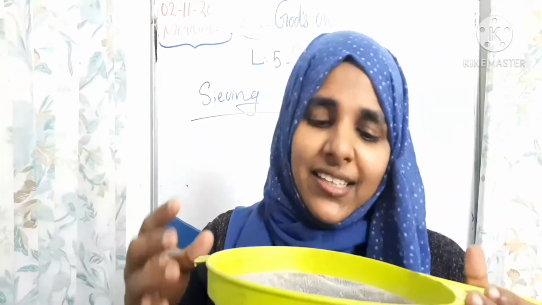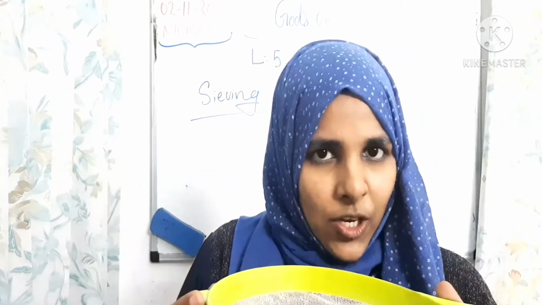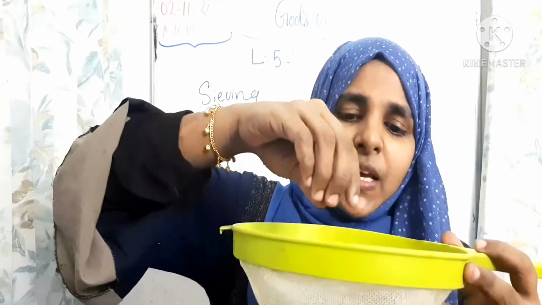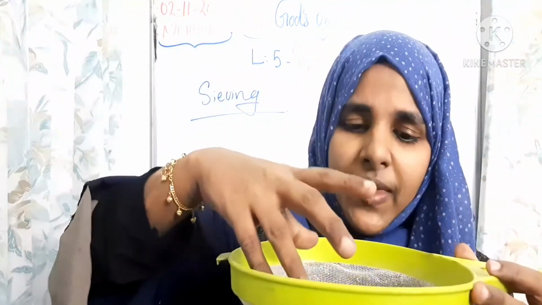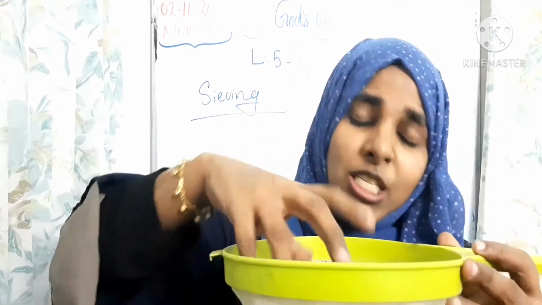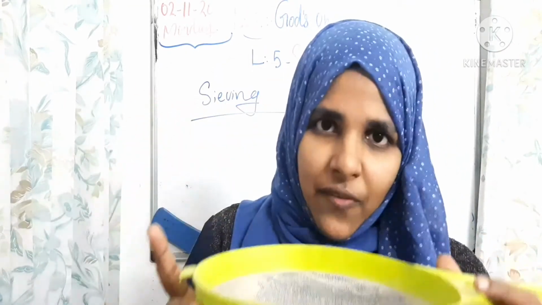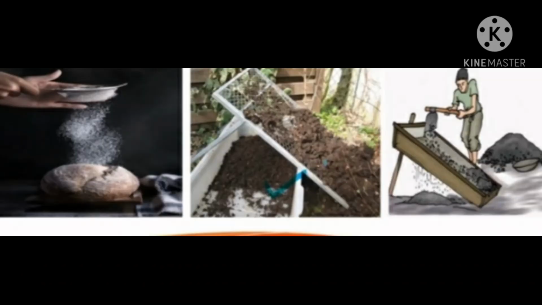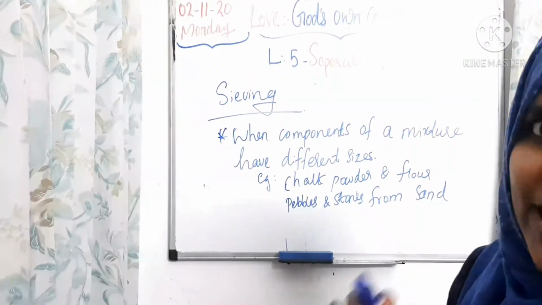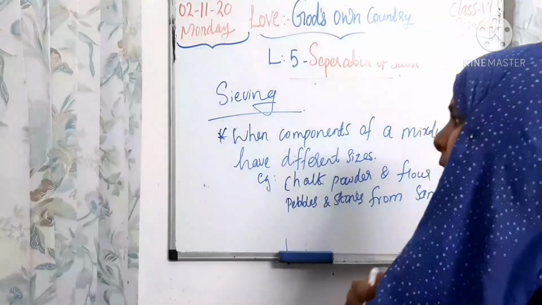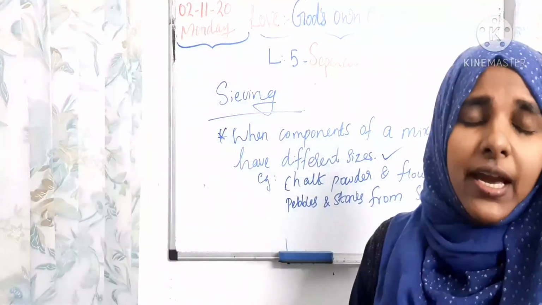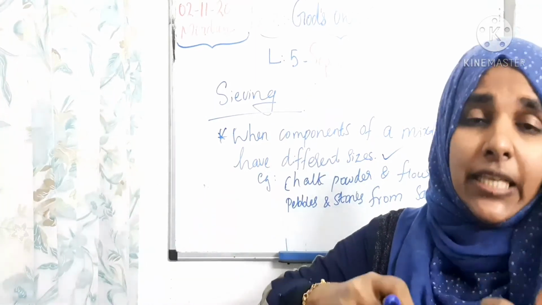Children, you have already seen that maybe your mother is baking a cake or making chapati. She is sieving the flour using this, right? So this process we call sieving. That means we are separating the impurities from the flour. That we call sieving. We can check the picture. You may have also noticed similar sieves being used at construction sites to separate pebbles and stones from sand. Dear children, sieving is used when the components of a mixture have different sizes. At that time we use sieving.